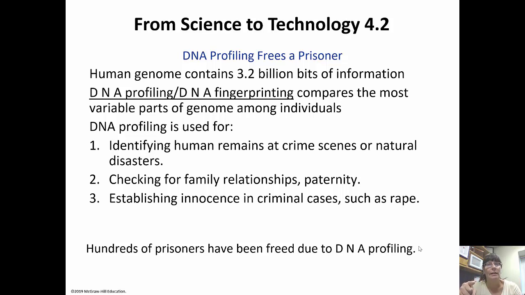You are not the father. Or it can establish innocence in criminal cases such as rape cases. Hundreds of prisoners have actually been freed because of DNA profiling. They were wrongfully convicted when they didn't have the technology that we have today. And now that we have the technology, things are being retested and prisoners are being set free.